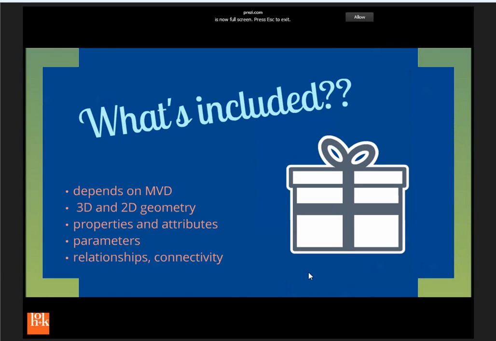Okay, so what's included in the IFC? Well, like I just said, it depends on the MVD, but generally you're going to get 3D and 2D geometry, any properties and attributes attached to that geometry, parameters, and I think most importantly here is relationships and connectivity. So objects know what system they're in, they know what they're connected to, right? And that's kind of a key feature. It's much more advanced than just simple geometric translation.